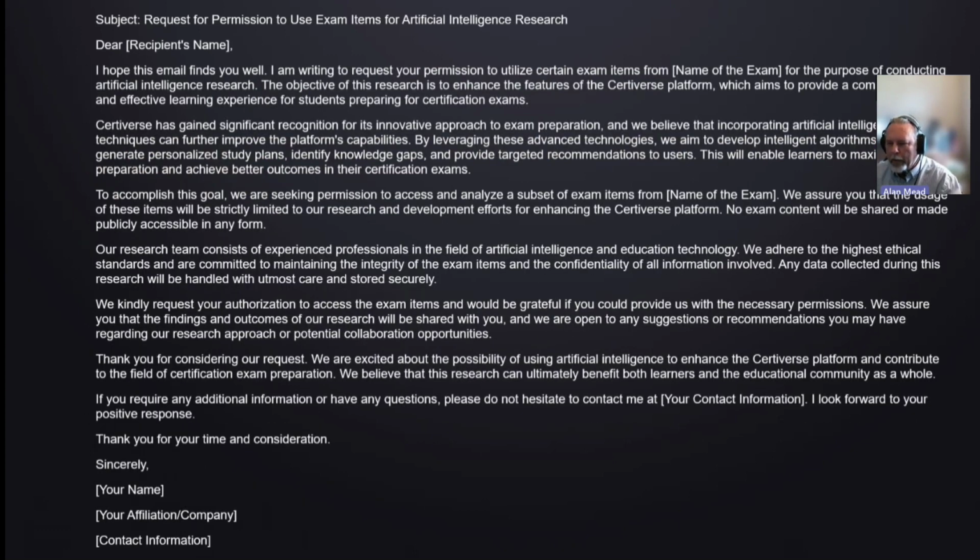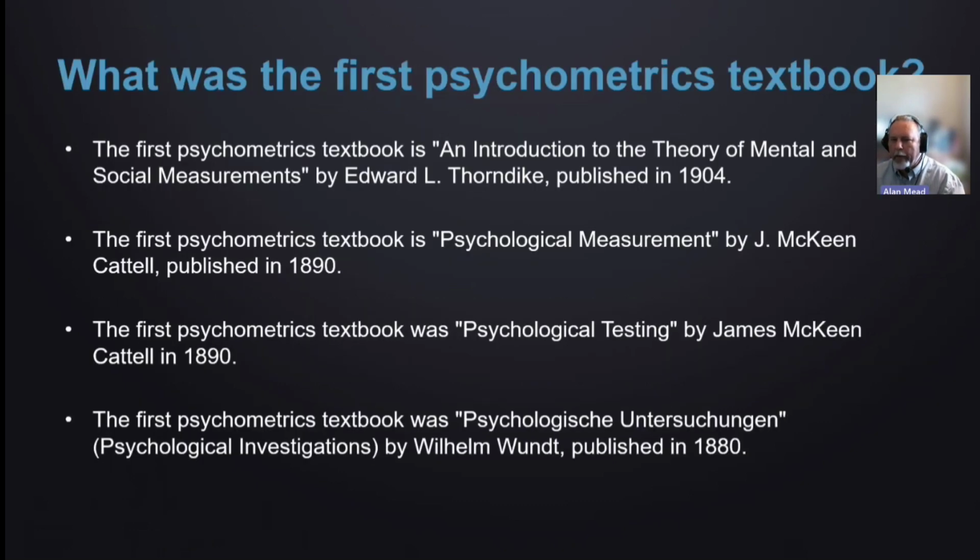So here is the email, which I don't have time to let you read, but I think this is a really good email. It is on point. It is well written. It goes a little bit into some details that it inferred. It infers a lot of details, and many of them are right, some of them aren't. This is a really good email. Maybe not perfect, but it's a really good response. This is what I get when I ask it about the first psychometrics textbook.